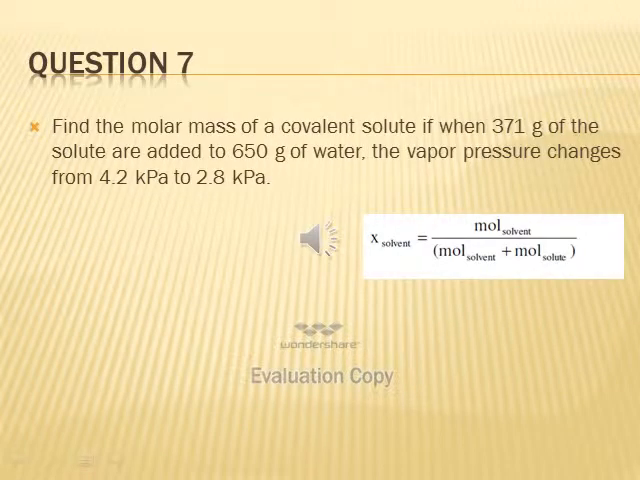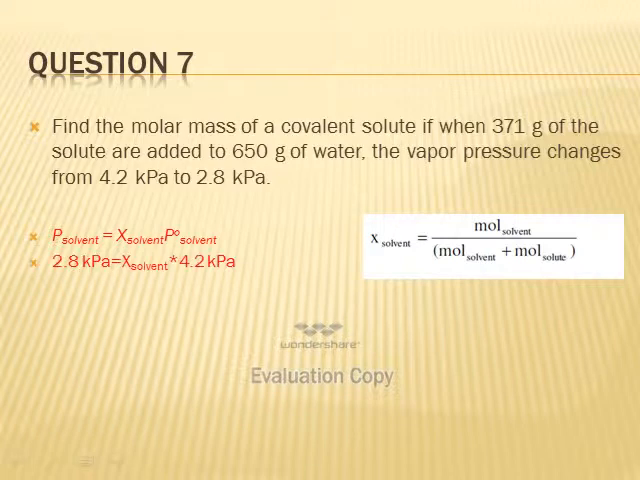Question 7 is very similar to the previous question. Find the molar mass of a covalent solute if when 371 grams of the solute are added to 650 grams of water, the vapor pressure changes from 4.2 kilopascal to 2.8 kilopascal. Let's find the mole fraction first. From the equation P solvent equals X solvent times P naught solvent, we are able to solve for X solvent, which in this case is equal to 0.67.